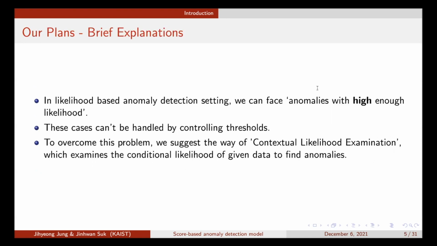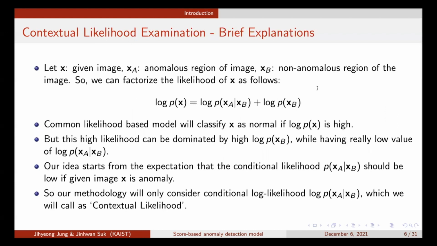So in the likelihood-based anomaly detection setting, we can face anomalies with high enough likelihood. And these cases can be handled by controlling the thresholds. But to overcome this problem, we suggest a way of contextual likelihood examination, which examines the conditional likelihood of given data to find anomalous samples. And this is the explanation about the contextual likelihood examination.